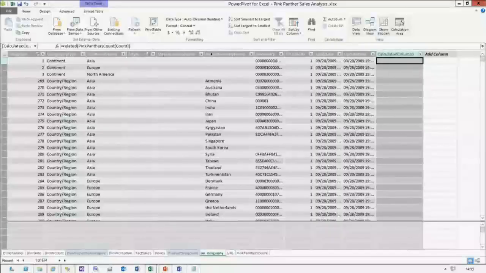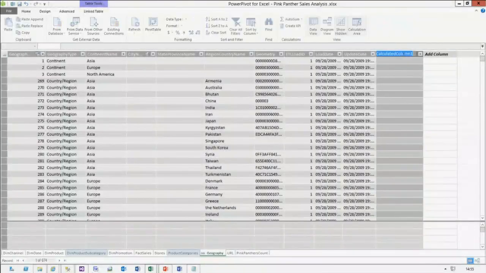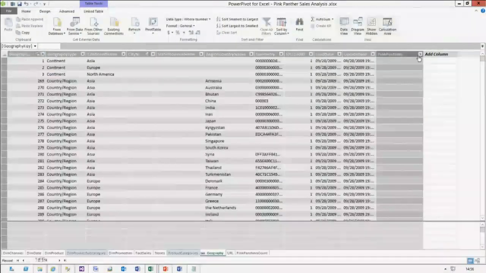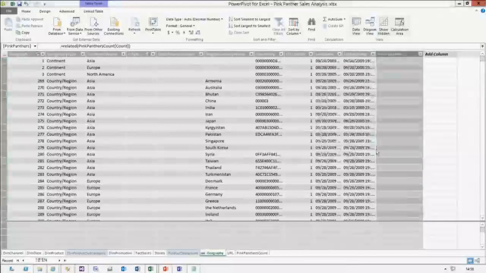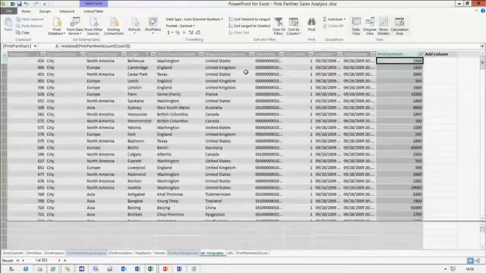So this is getting the various values. It's already obtained the values here. And I'm going to rename this as Pink Panthers. Okay? And you don't have the data for all the cities. So essentially, you see the various values which are here, and you have blank values when you do not have the values. So if I just filter it, you can see the cities which have the values.